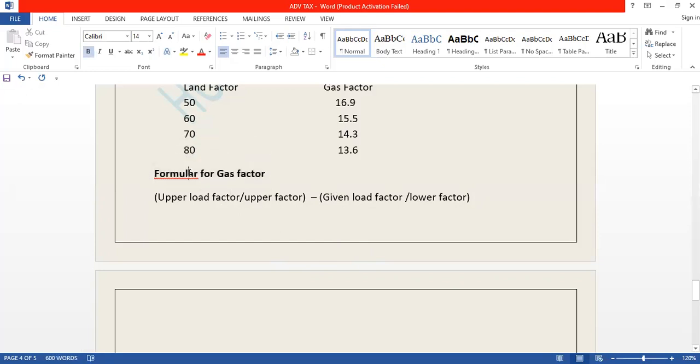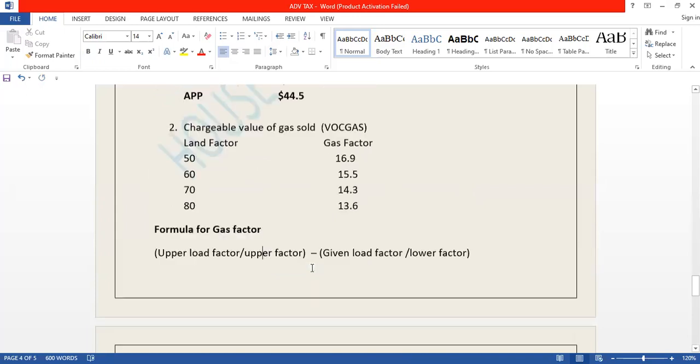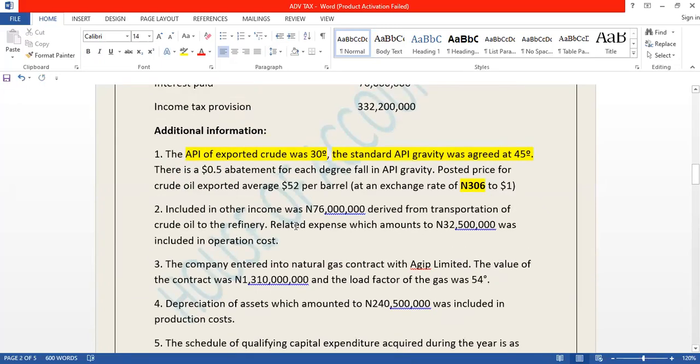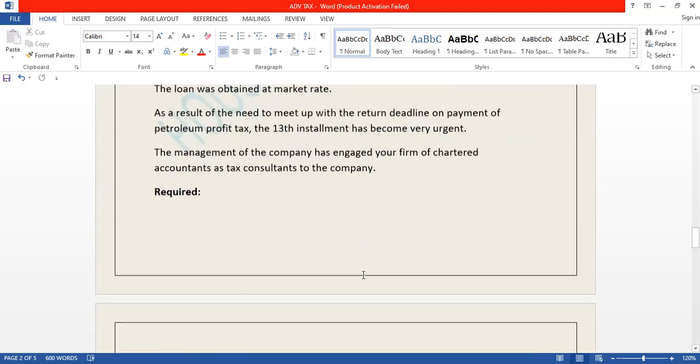So what are you expected to do now? It's very simple. Let's go back to that question. After you have gotten all the necessary information, let's go back to the question. Let's see in note 3, they said the company entered into a natural gas contract with Agip Limited. The value of the contract was 1.3 and the load factor. So they gave us the load factor to be 54 degree. Let's come back to that formula.